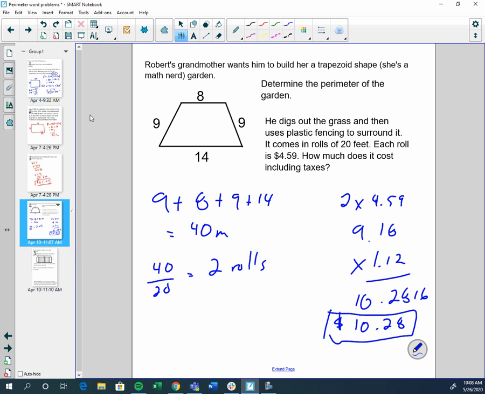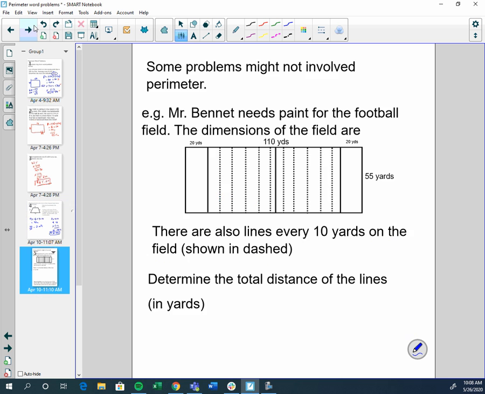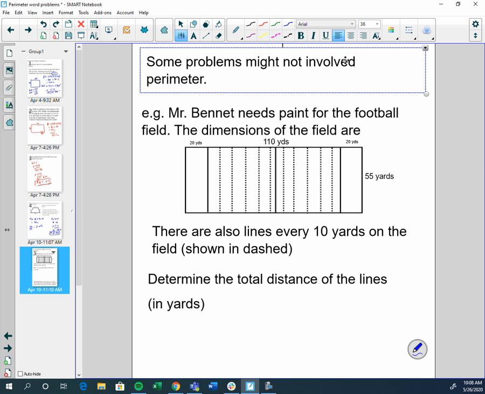Okay, I think I got one more question. This one's even harder. If you find this one too hard, that's fine. Some problems might not involve perimeter. Looks like I spelled this wrong here.